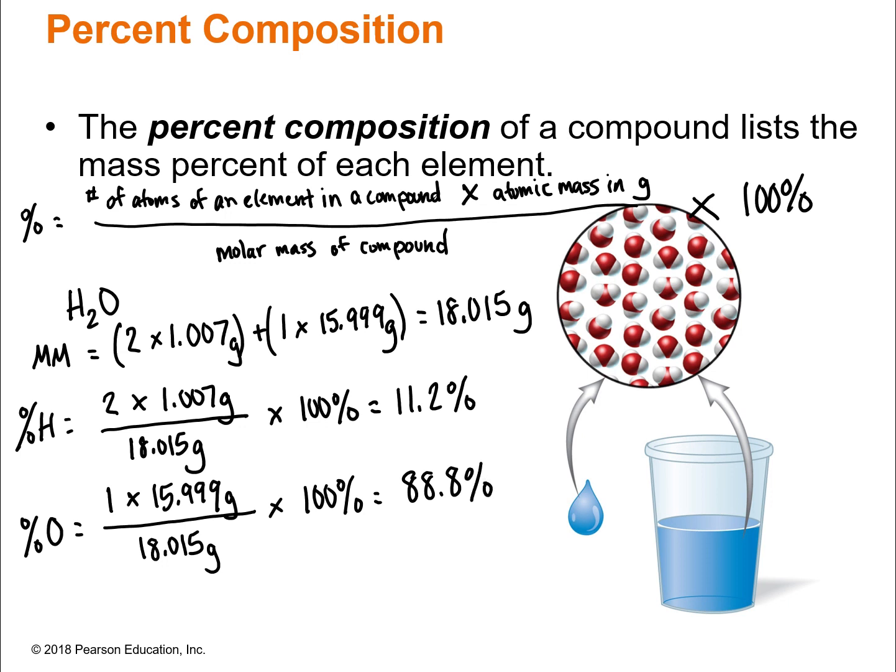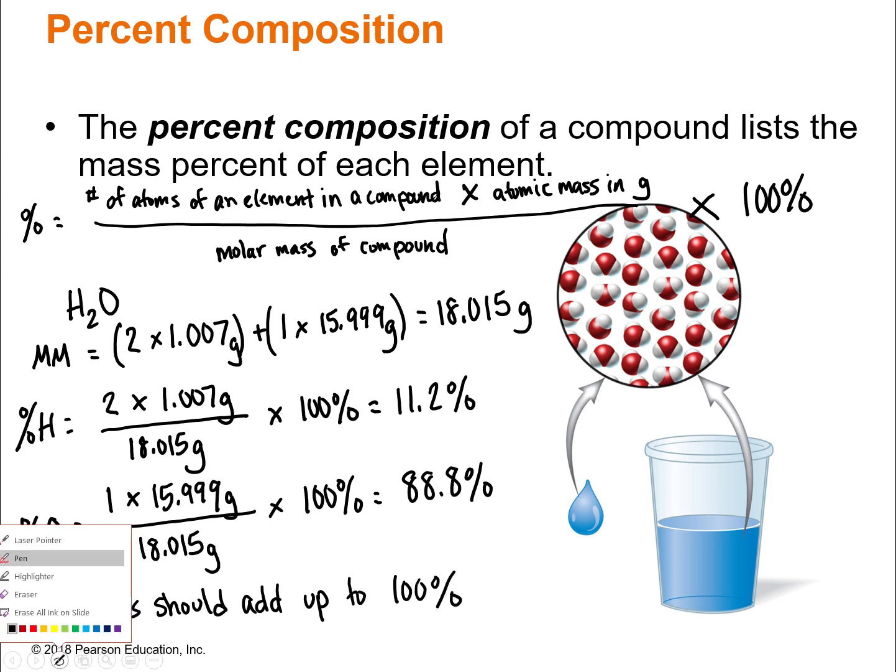Now, since these are percentages, it should always add up to 100%. So remember that. You can check your work that way to make sure that you did it right, that everything adds up to about 100%. It could be 100.1 or something like that because of rounding. That's okay. But you shouldn't get 115%. That's wrong and you should recheck your math.